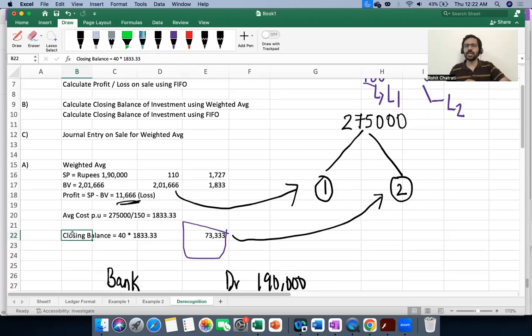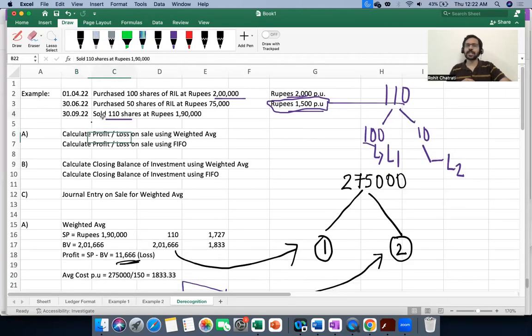Now, very quickly, let us say instead of 110 shares, I sold only 20 shares. The weighted average cost calculation does not change. You will calculate the weighted average cost. You will find out 1833. 20 multiplied by 1833 will be your cost of investment sold. And then you will move on to calculate profit or loss.